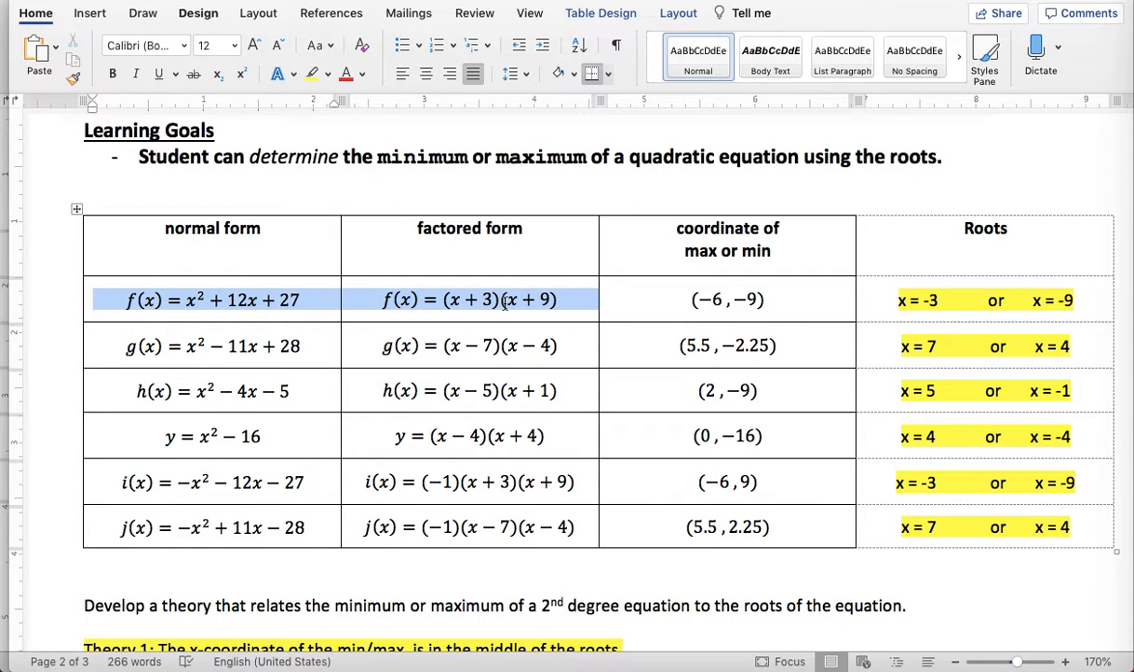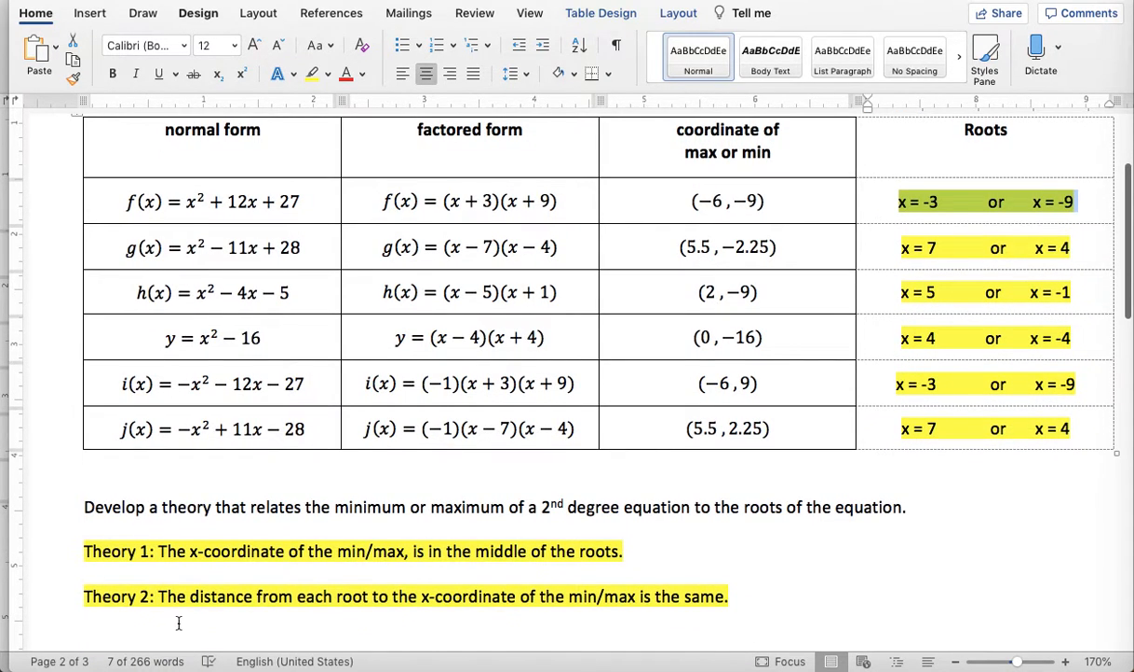of the same equation, and you have their minimum or maximum and the roots of that equation. And that's true for every single row. So one thing you'll notice is that the x coordinate for our minimum or maximum, the x coordinate for our vertex, is right in the middle of our roots. One way of saying this is that the distance from each root to the x coordinate is the same.